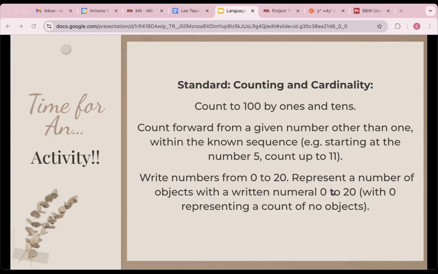Okay, JC, let's see. Do you want to count? Do you want to start counting together? Yeah. Okay, perfect. So let's see.